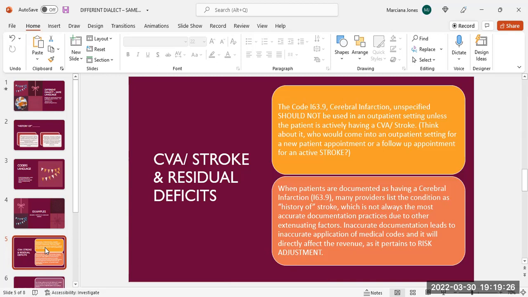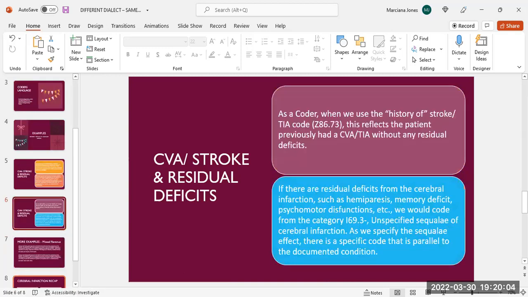So when patients are documented as having a cerebral infarction, which is I63.9, many providers list the condition as history of stroke, which is not always the most appropriate documentation practice due to other extenuating factors. Which basically means, in a nutshell, it may not be a true history of a stroke. It may need another code. Inaccurate documentation leads to inaccurate application of medical codes, and it will definitely affect the revenue as it pertains to risk adjustment and coding.